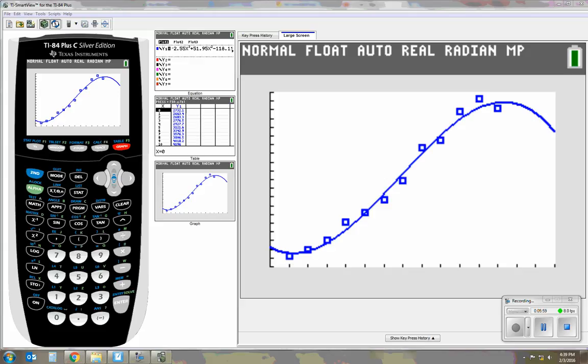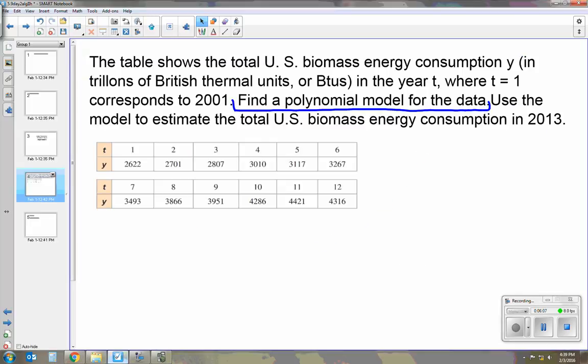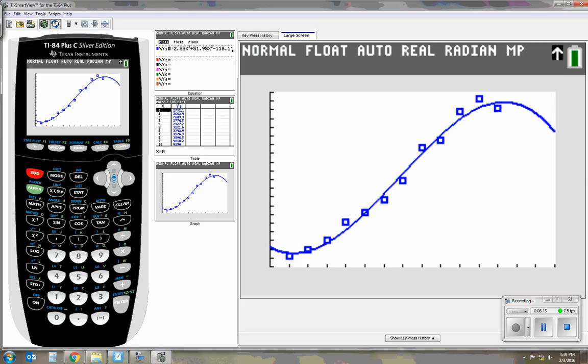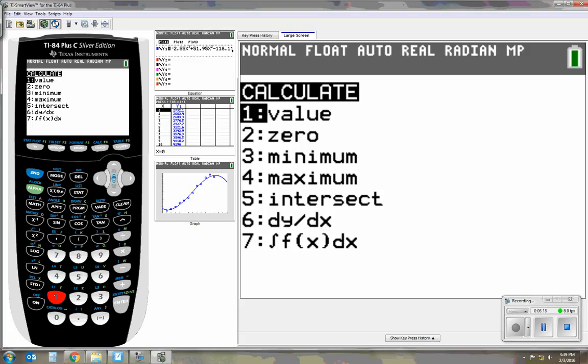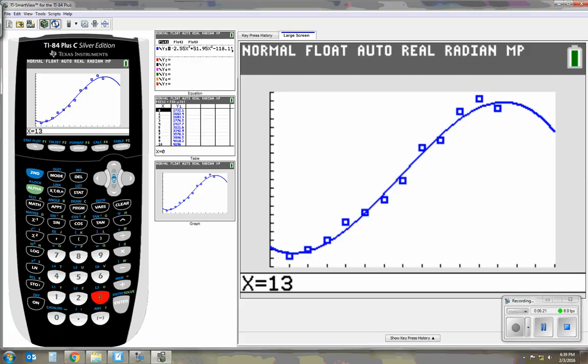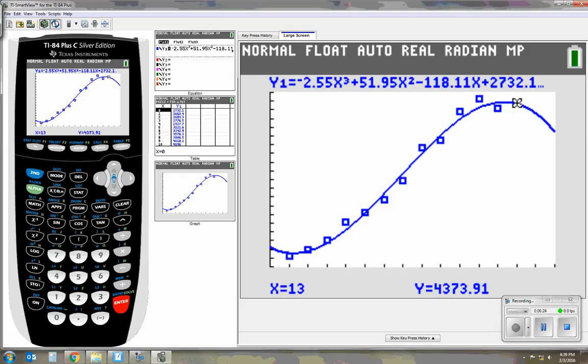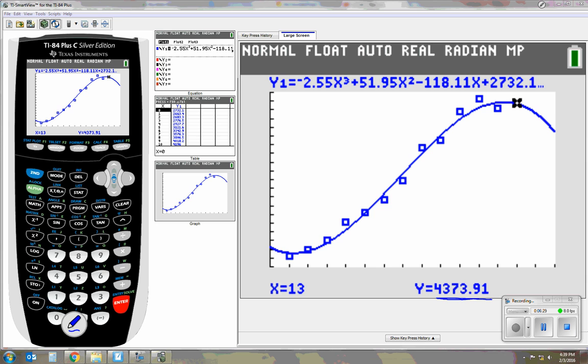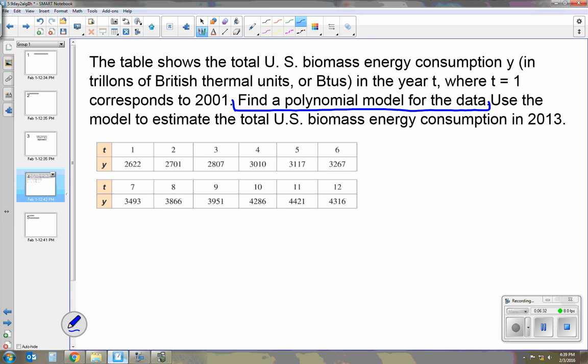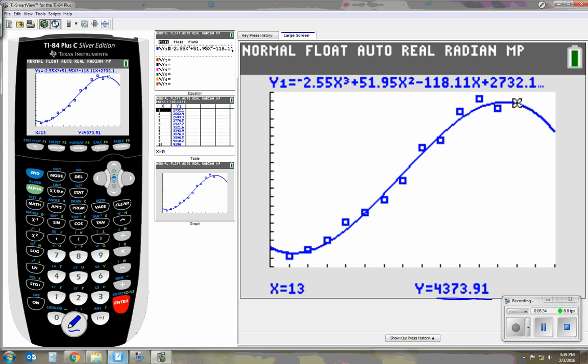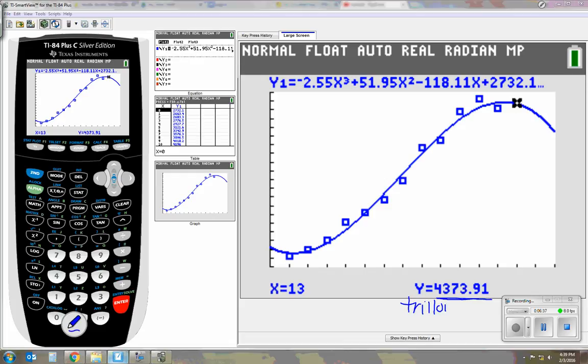Once we know that this is a cubic function, the equation we wrote was our model. The next step was to estimate the biomass energy in 2013. Well, that means our x value would be 13. So we can go back to our calculator and do second trace, and we can go 1, which is value, and plug in 13 for x, and we can estimate about 4,373, and I believe it's trillion BTUs.